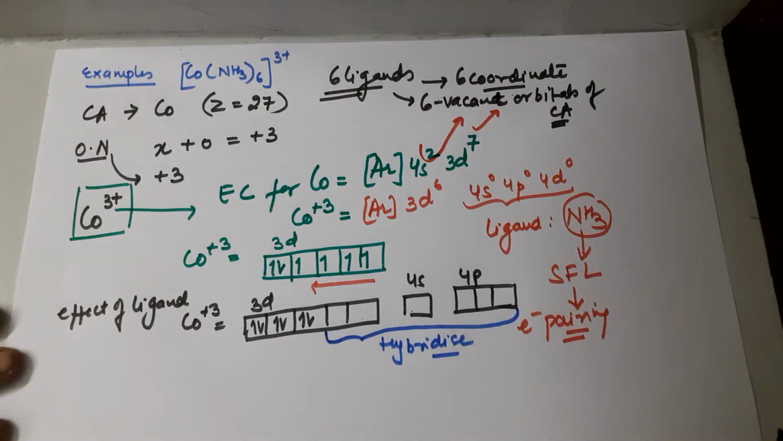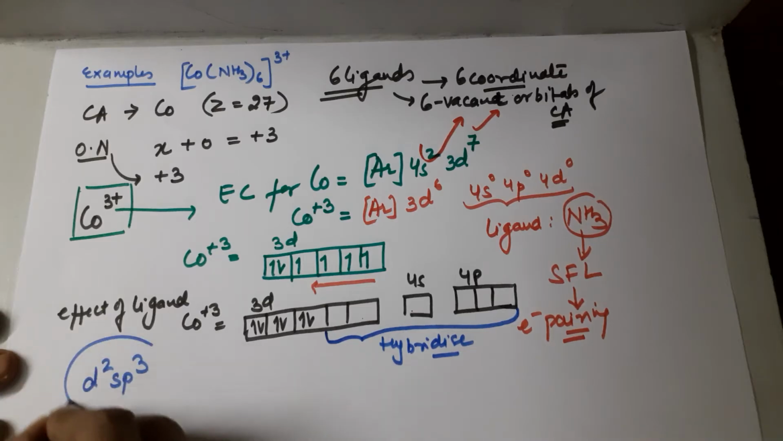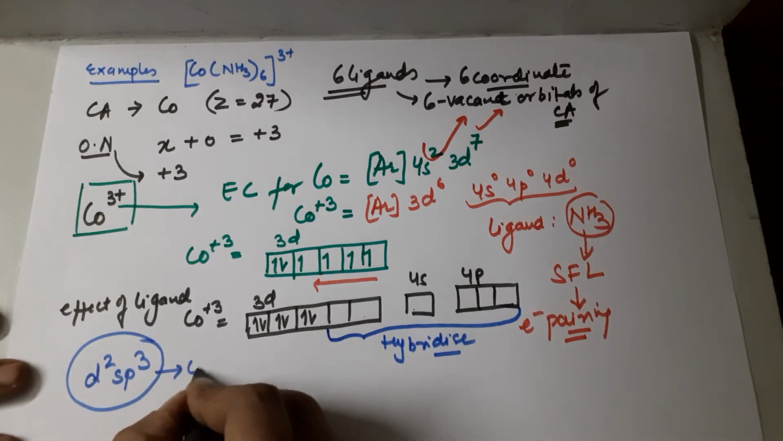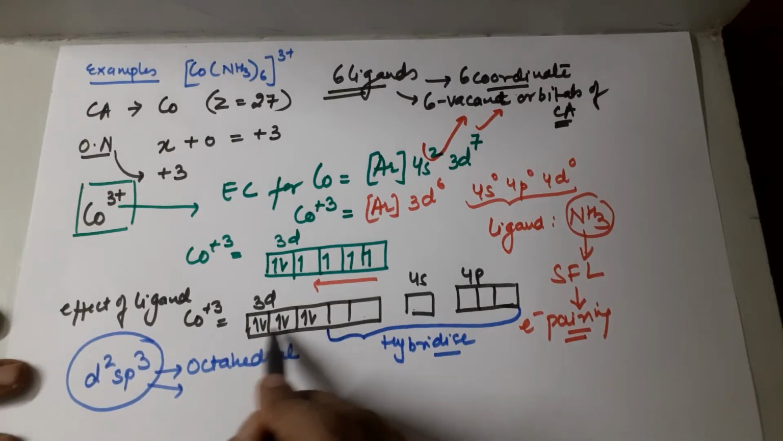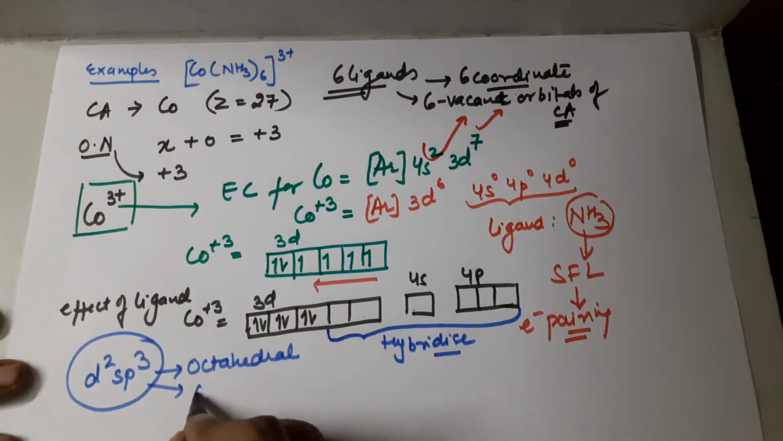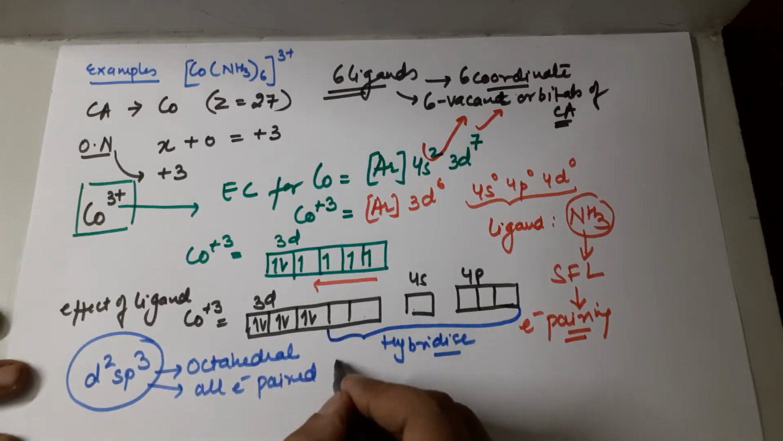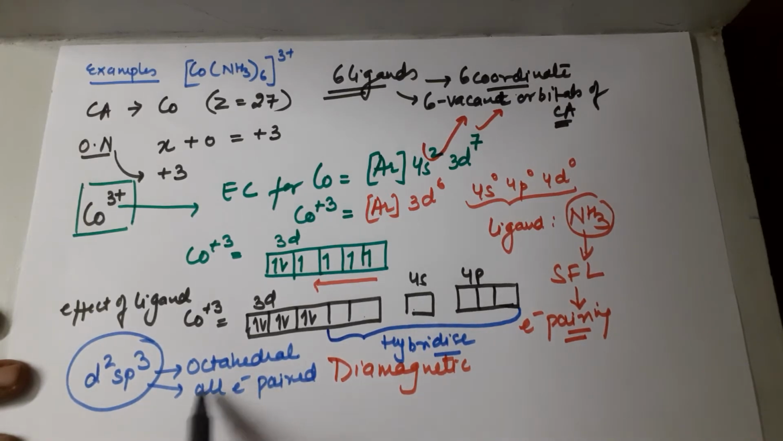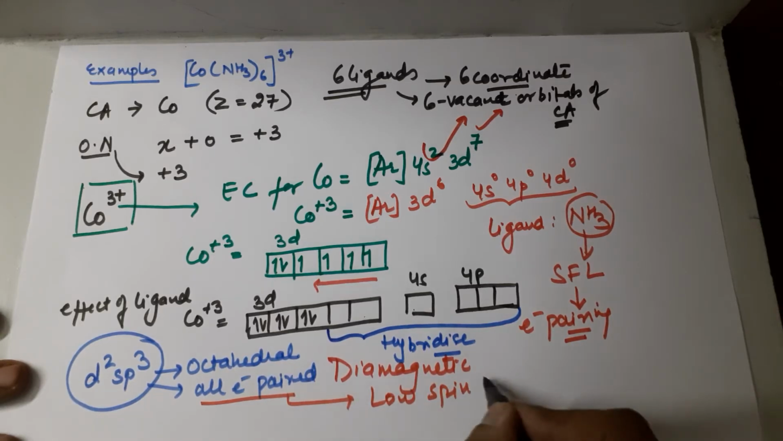Fine. So the hybridization therefore becomes d2sp3. That is the first aspect, hybridization done. If it is d2sp3, you have a shape of octahedral. Number 1, does it have unpaired electrons? No. All electrons are paired. Since all electrons are paired, what do we conclude? It becomes diamagnetic. Since it has no unpaired electron, it becomes a low spin complex because there are no unpaired electrons.